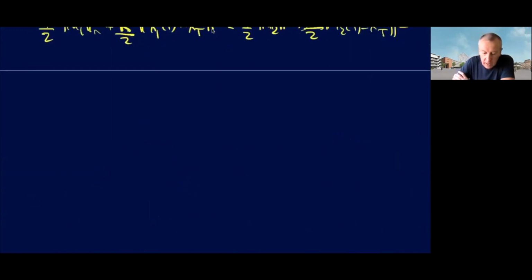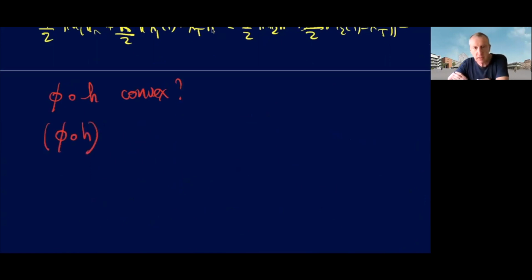Actually, why can I see that there is a problem about the convexity of this composition? Even in 1D, what is the characterization of the convexity in 1D? How can I check easily that a function in one space variable defined on the real line is convex? Any suggestion? Second derivative, very good. So I compute the second derivative, right?